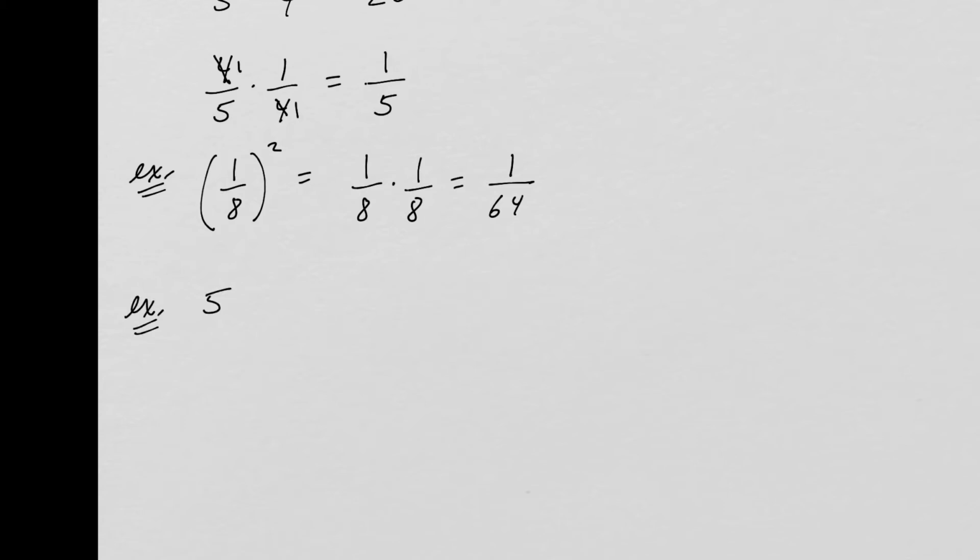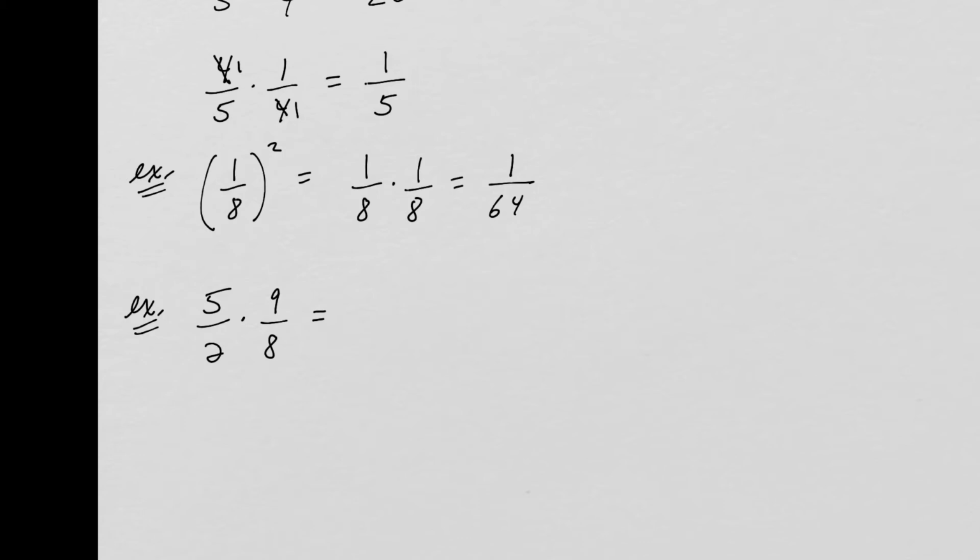How about 5/2 times 9/8? Let's see, can I simplify? Well, 2 doesn't go into 9, 2 doesn't go into 5. Doesn't look like I can simplify in this case, right?